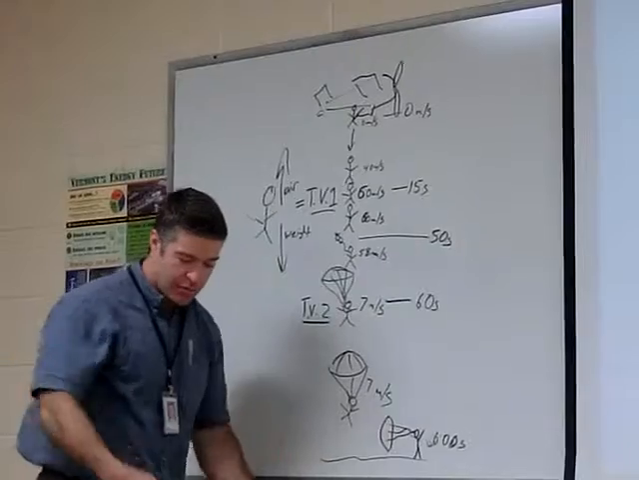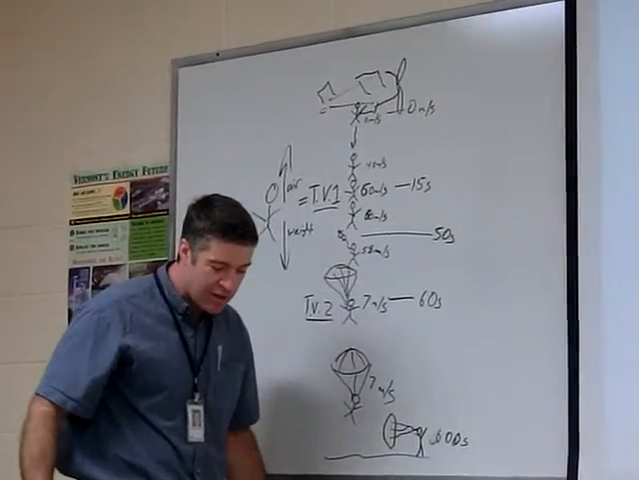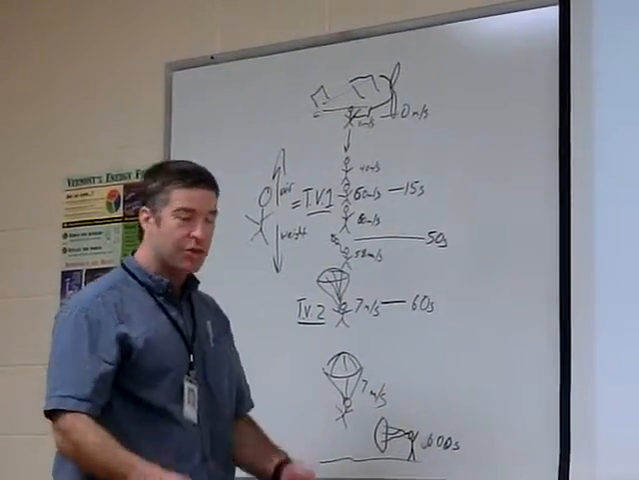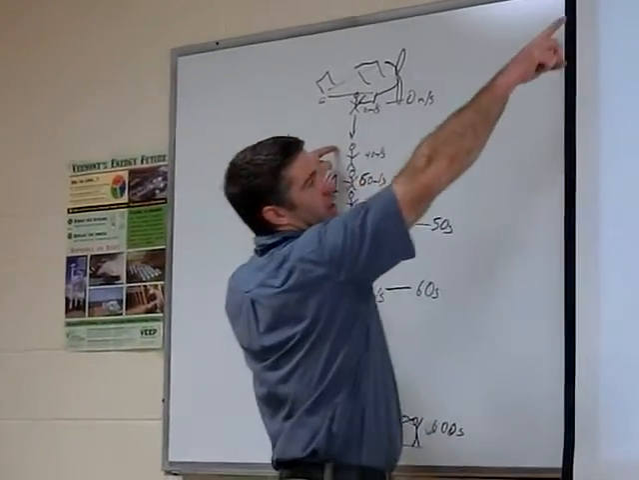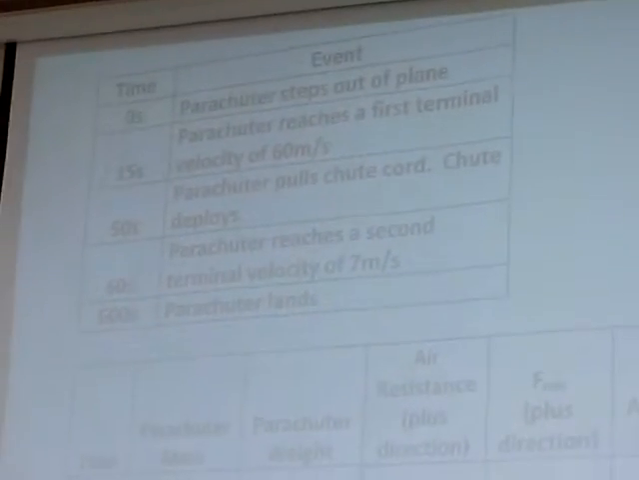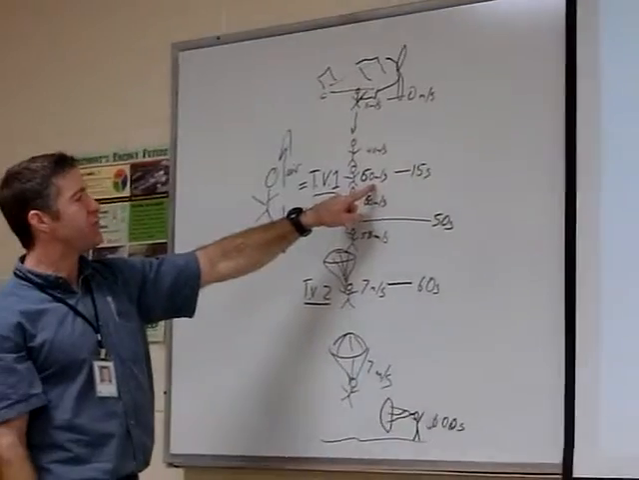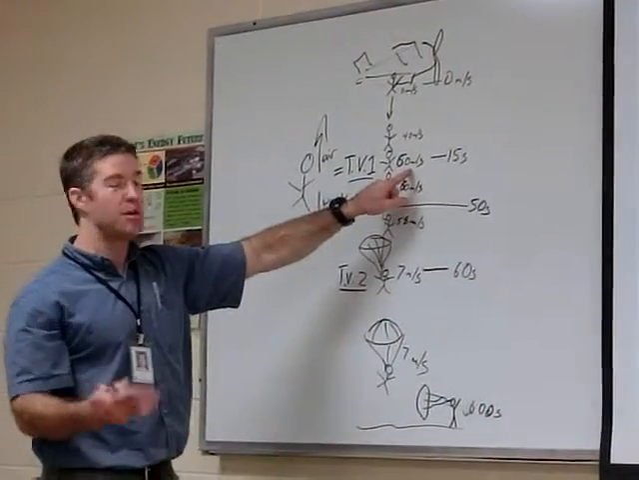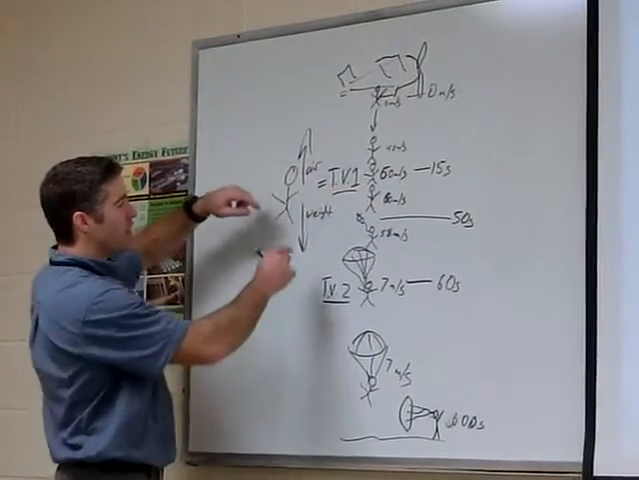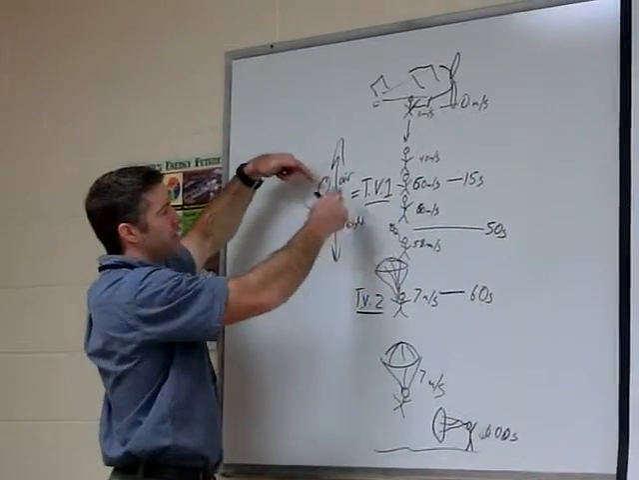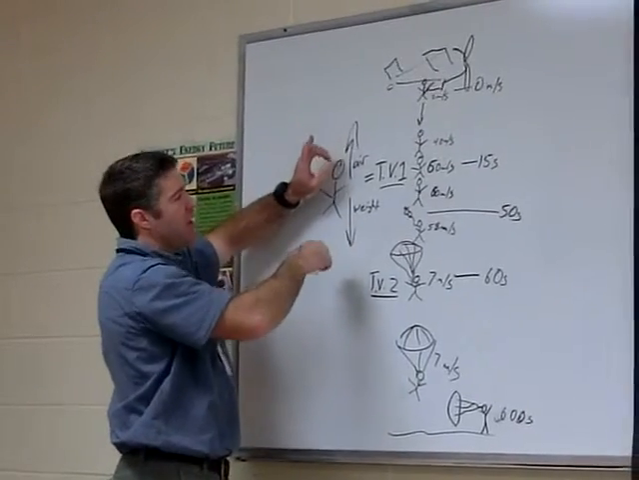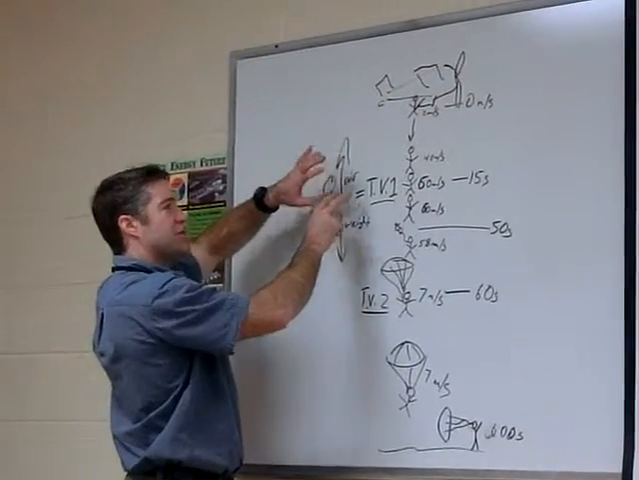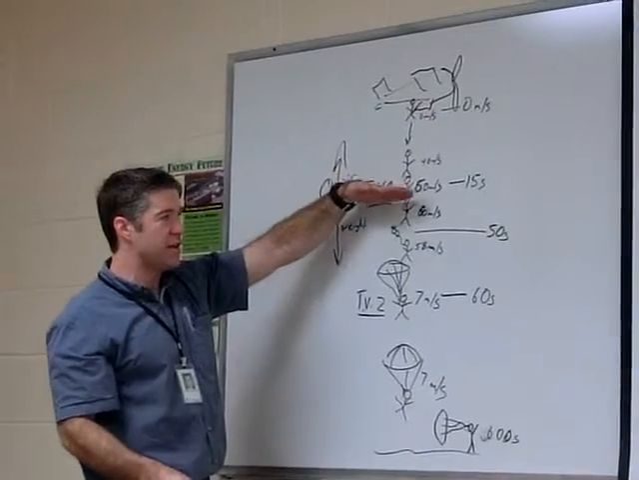It's like me, if there were a chasm right here, I could step out and I'd have 0 meters per second, then I'd start to speed up. And they speed up, speed up, speed up. According to the timeline, at 15 seconds, the parachuter reaches a first terminal velocity. So that's right here. They're going as fast as they're going to be going unless they do something else. And at that point, it's terminal velocity because the air resistance pushing up is equal to their weight pulling them down. And since those two forces are balanced, there's no net force, so they're not going to accelerate anymore.